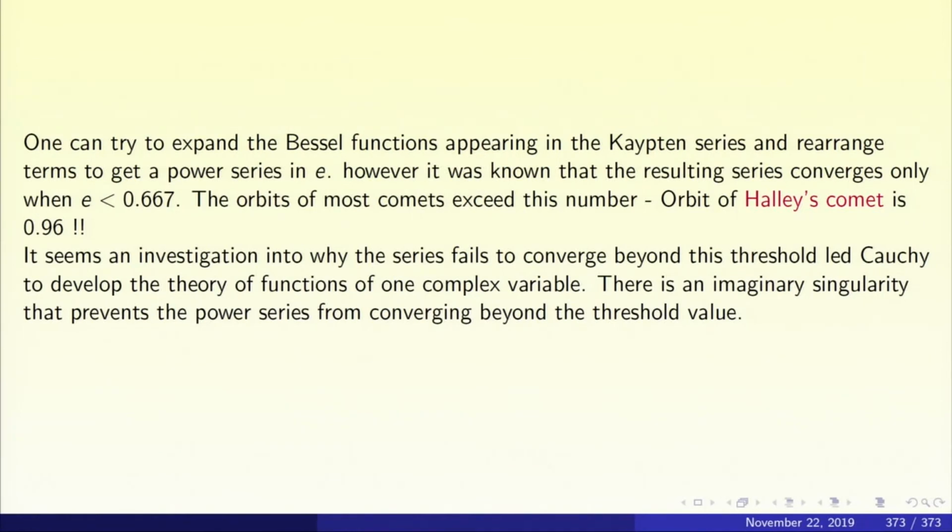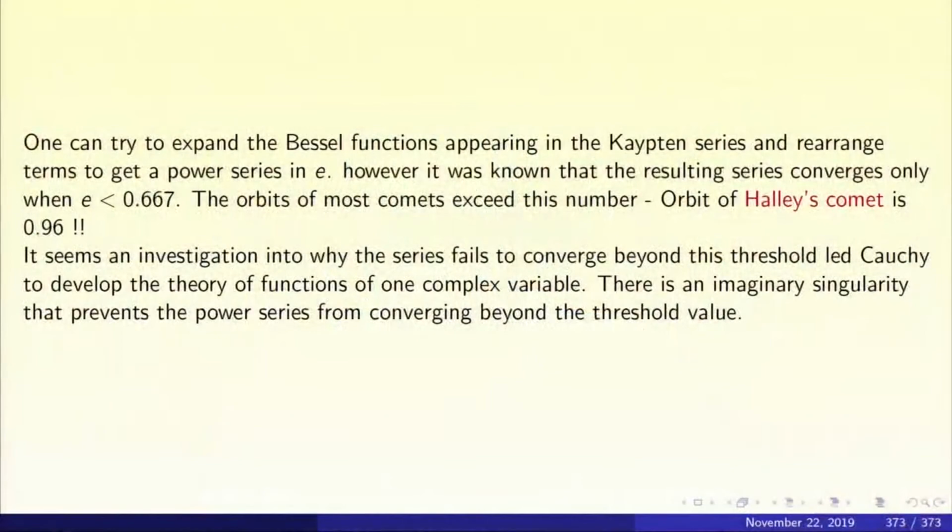Now, what you could do is that you have a Kapteyn series involving Jn of n epsilon. You could try to expand the Bessel function as a power series in epsilon and rearrange the whole thing and obtain a power series in the eccentricity. But the resulting power series will only converge when the eccentricity epsilon is less than 0.667. But the problem is that the orbits of most comets exceed this number. For example, the orbit of Halley's comet has eccentricity 0.96.